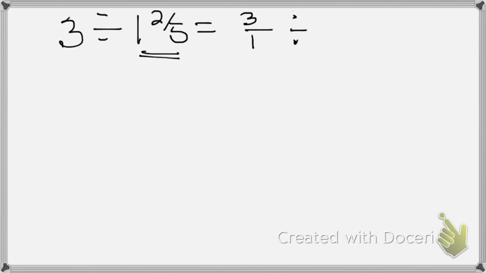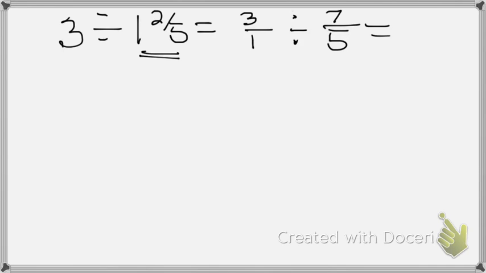Number 3 was 3 wholes divided by 1 2/5. So I write that as 3 over 1 divided by, this has to be converted. 5 times 1 is 5, plus 2 is 7 over 5. And if I look at this, I have absolutely nothing to cross cancel.